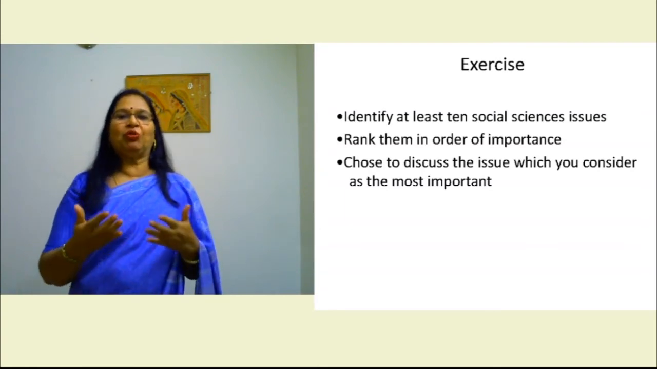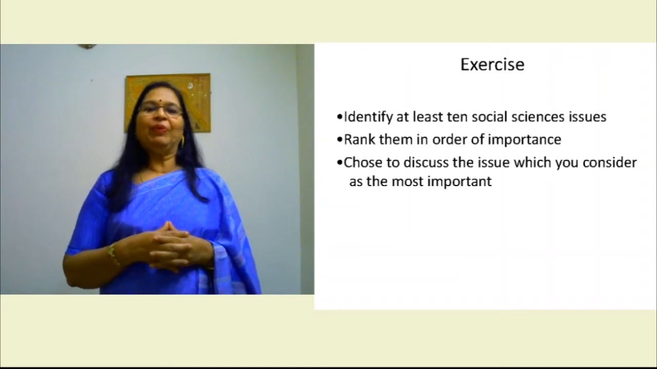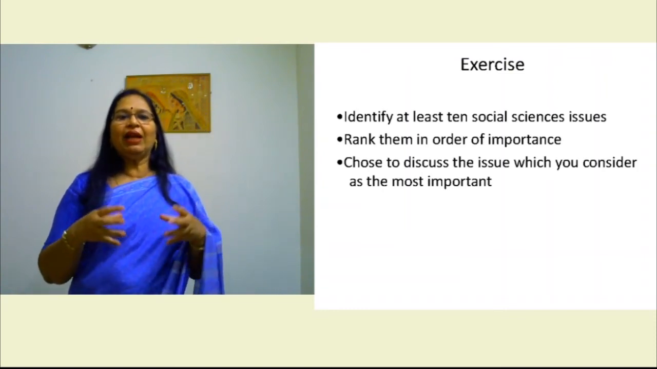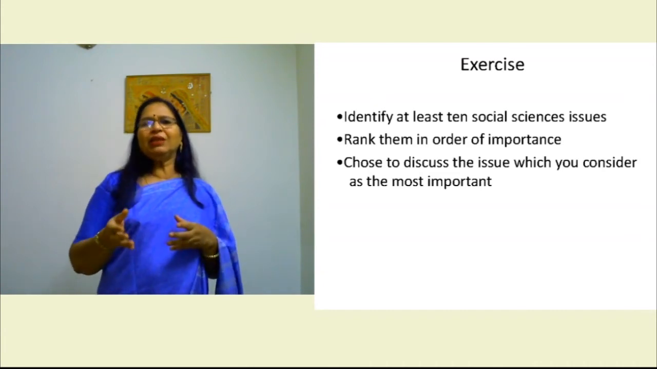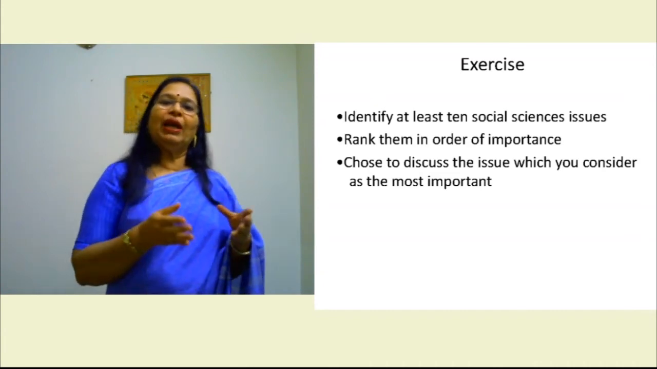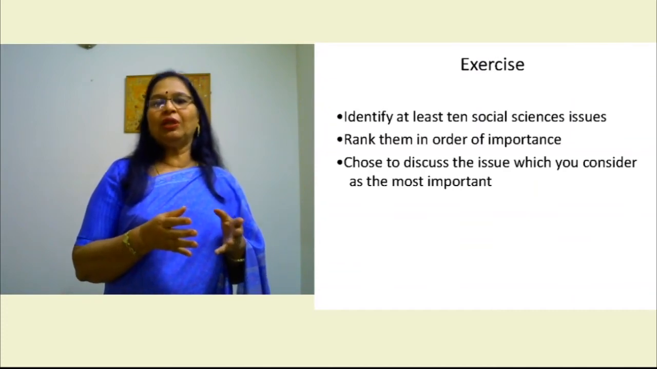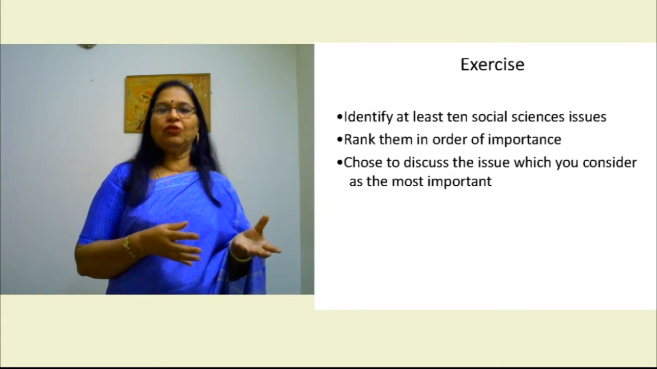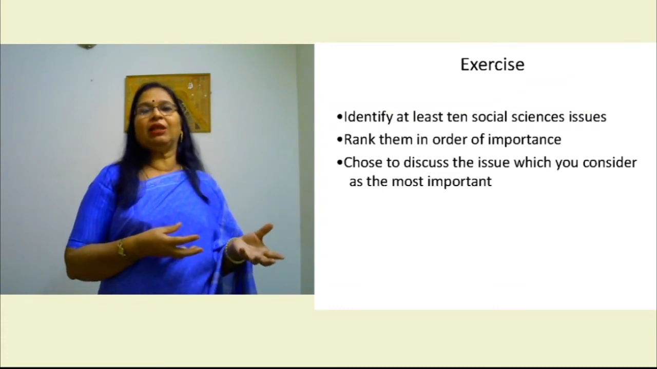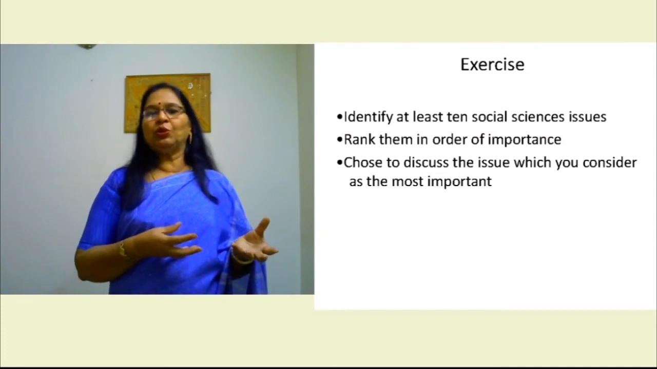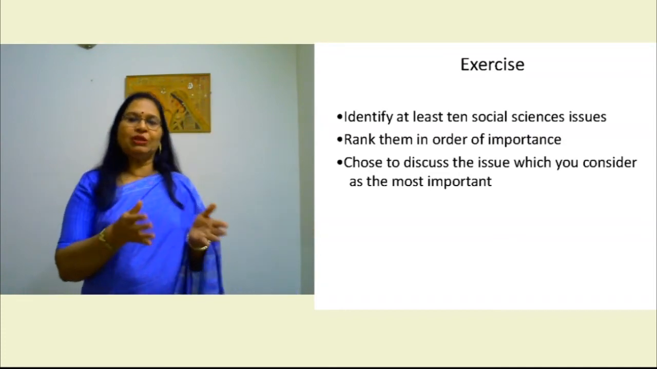Let me tell you the first process of identifying a research area. First thing is, identify at least 10 social sciences issues. When I say social sciences issues, you can identify them in your domain. If you are a student of sociology, you have the domain knowledge of sociology, the vocabulary of sociology, and you know the main theories related to sociology, or to political science or history or whatever subject. You know your subject.